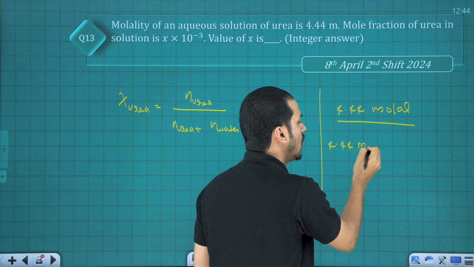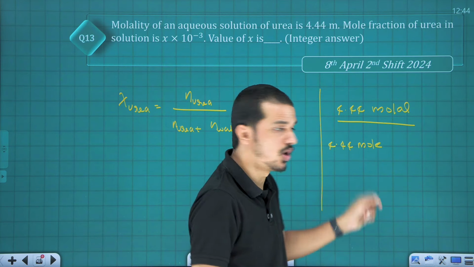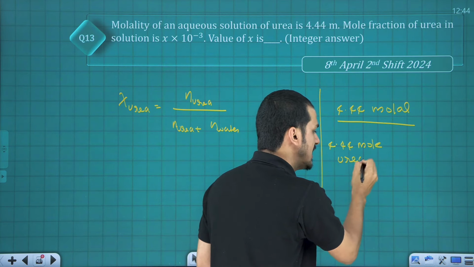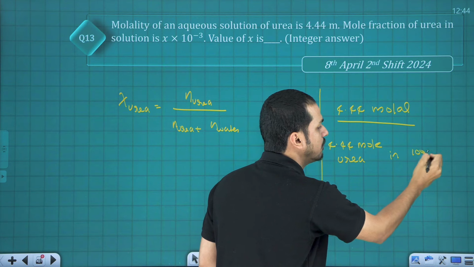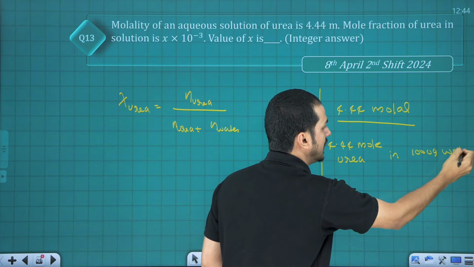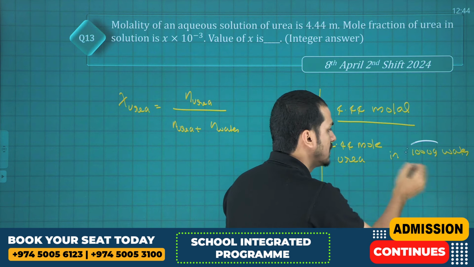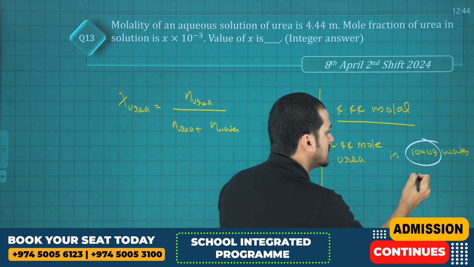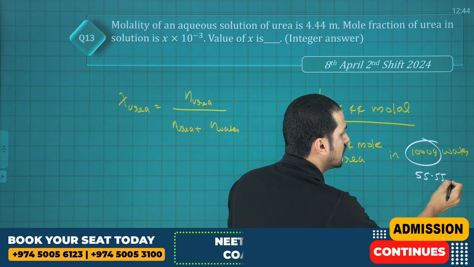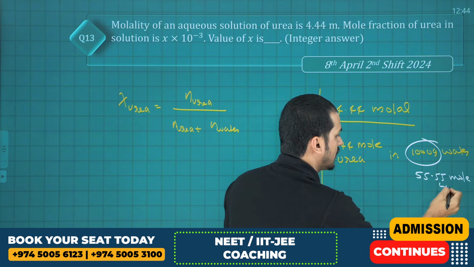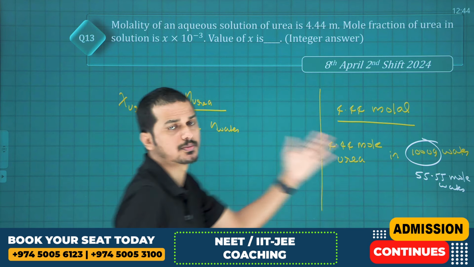4.44 mole urea in 1000 gram water. What do you mean by 1000 gram water? 1000 gram water means how many moles? 1000 by 18, that is 55.55 mole water. Now I can substitute the value.